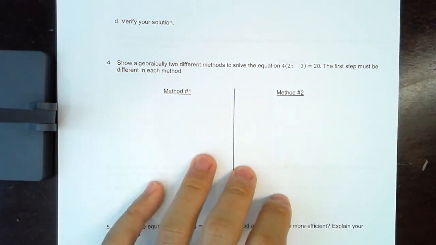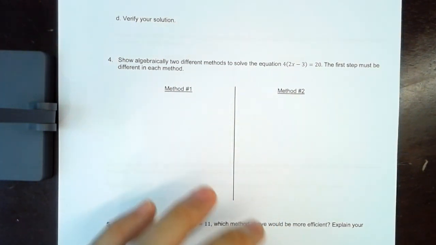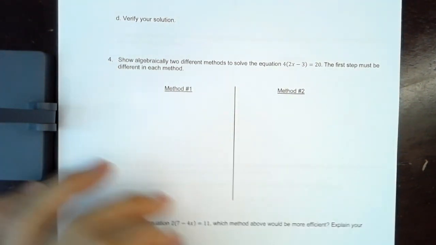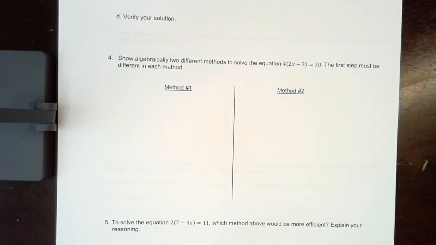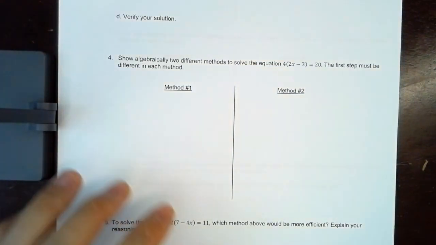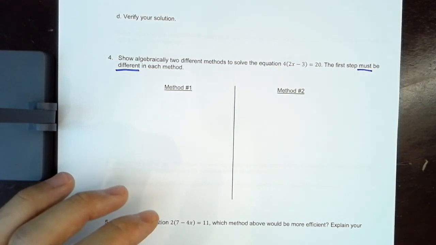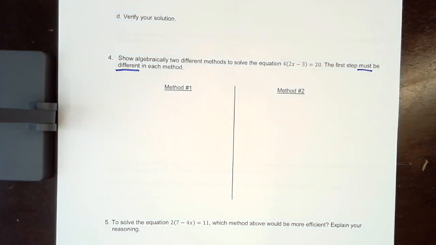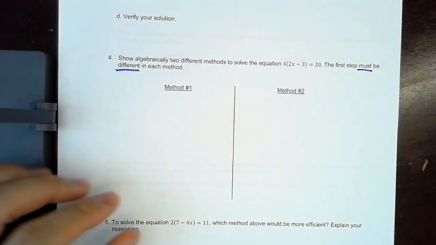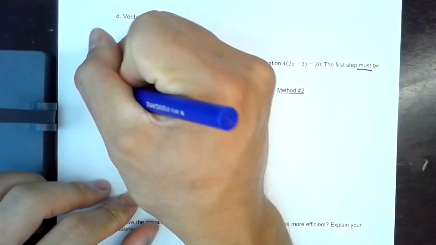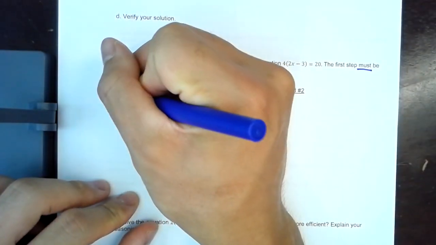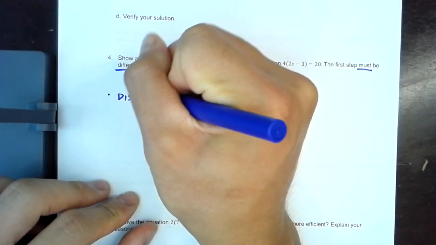So number 4 says, show algebraically two different methods to solve the equation 4 times the group of 2x minus 3 equals 20. Okay. The first step must be different. Okay. This is just to get you used to the idea that you can always solve an equation in a variety of ways. So I think the first method that comes to mind is to distribute the 4.